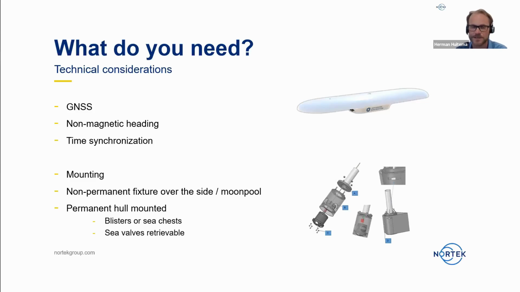And a blister is an external casing sticking beneath the hull of the vessel. And you also have a sea chest, which is again a casing, but then countersunk in the hull of the vessel. Thirdly, there is also an option to use a sea valve. And a sea valve is basically a huge valve which is able to retract the whole instrument through the valve. And this makes it possible to retrieve the instrument through the valve, and you can actually service it and clean it without making use of divers.